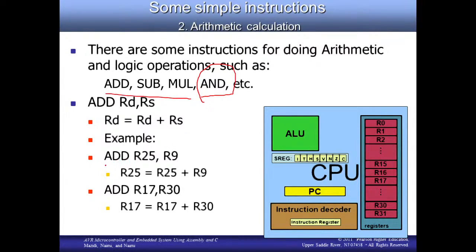These are very few examples. You can add R25 and R9. When you give this instruction, it means R25 equals R25 plus R9. So your arithmetic and logical unit will be useful in performing such arithmetic operations. ADD R17, R30: R17 and R30 will be added, and the result of the addition will be saved back to R17.